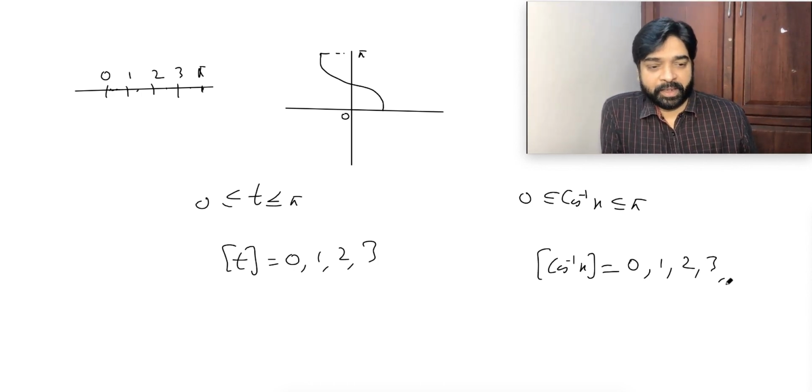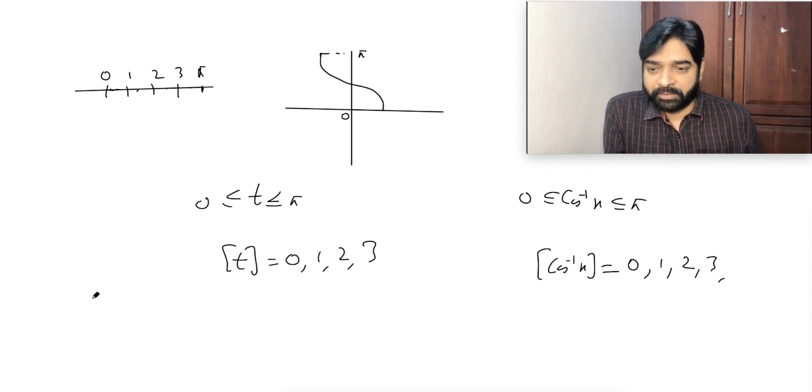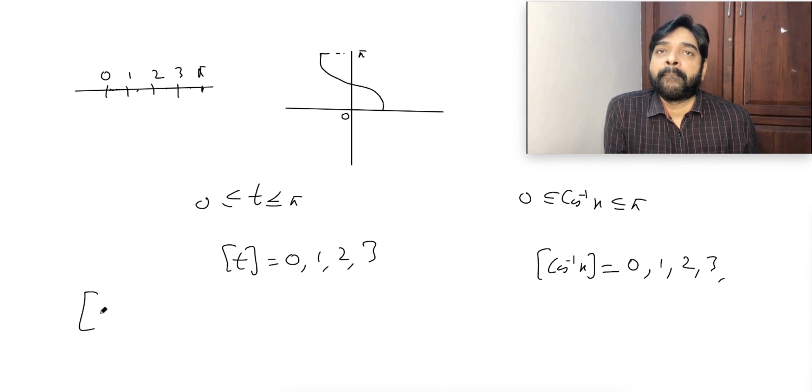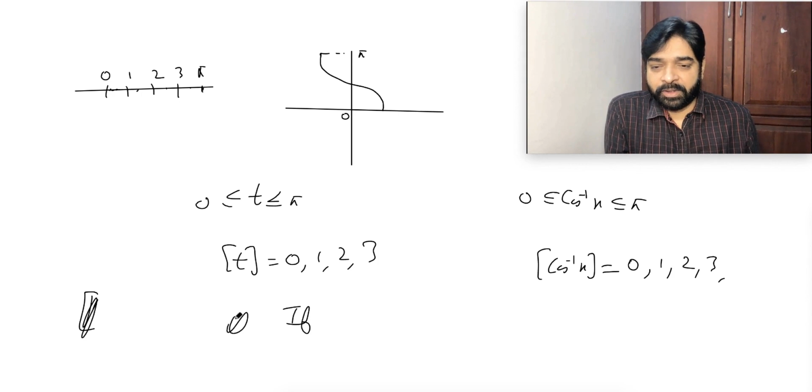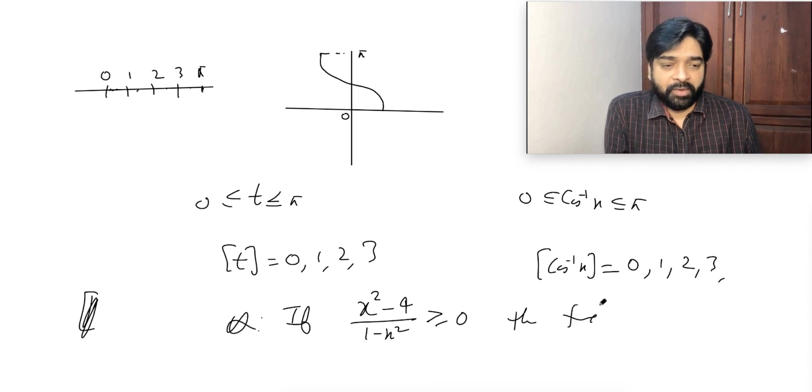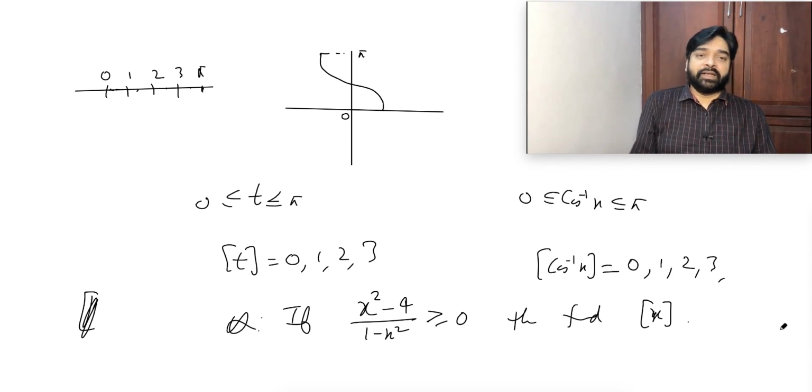Many people are not giving the correct answer to me till now. Next. Write a question: if x square minus 4 by 1 minus x square is greater than or equal to 0, then find greatest integer of x.